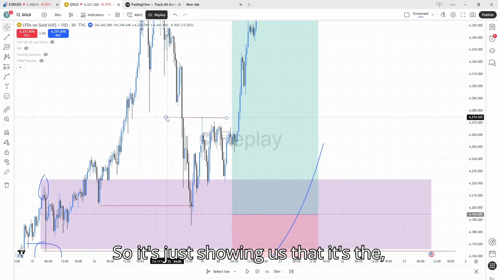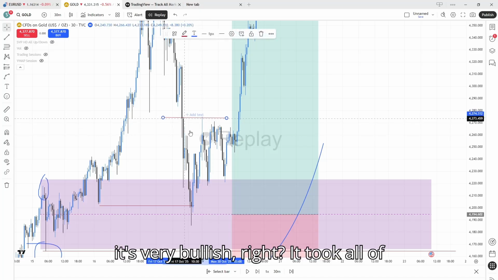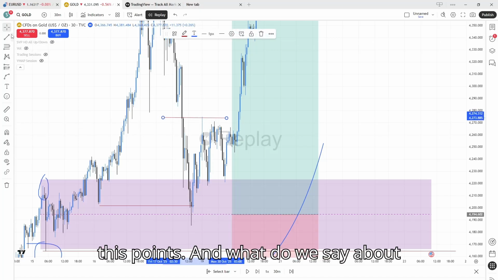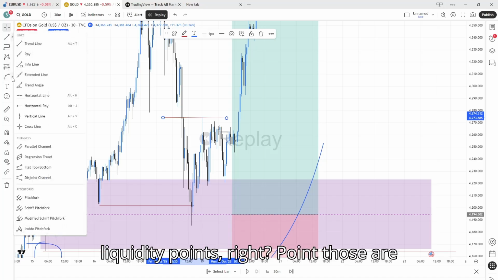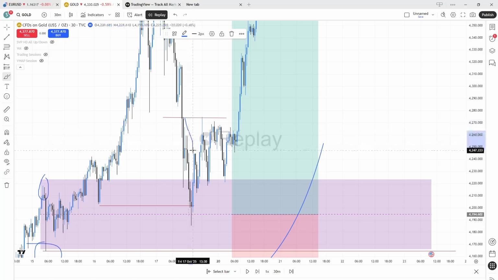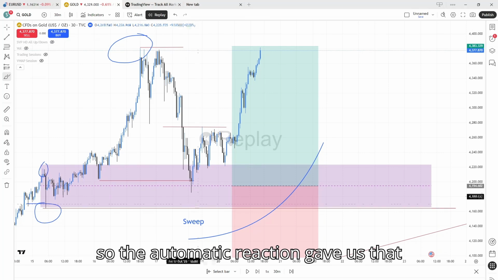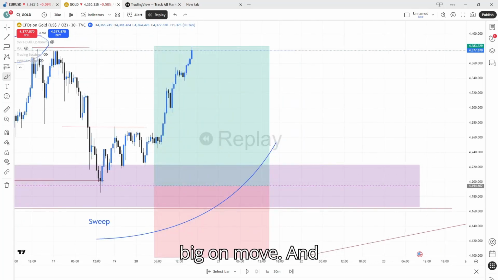So it's just showing us that it's very bullish, right? It took all of these points. And what do we say about liquidity points, right? Those are meant to be taken out. Right here. You see that? Okay, so the automatic reaction gave us that big move.